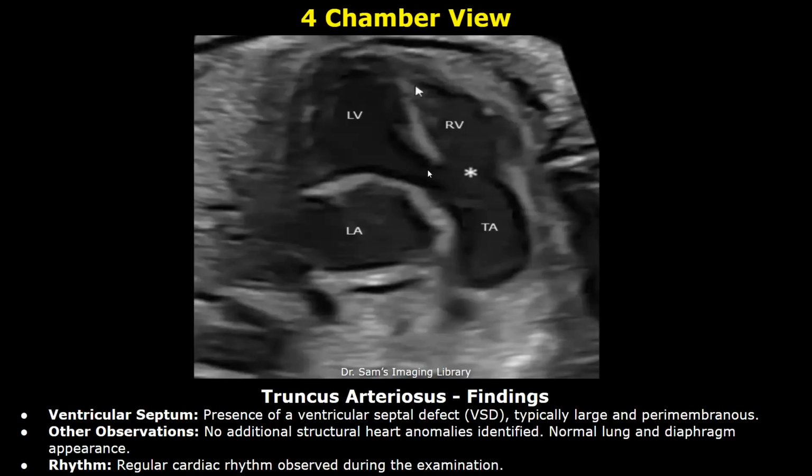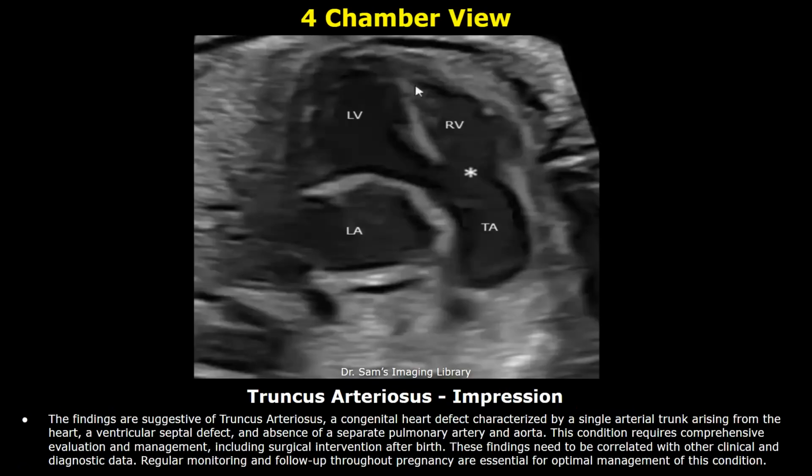No additional anomalies were found. Regular cardiac rhythm observed during the examination. This is the impression. The findings are suggestive of Truncus Arteriosus, a congenital heart defect characterized by a single arterial trunk arising from the heart, a ventricular septal defect, and absence of a separate pulmonary artery and aorta.